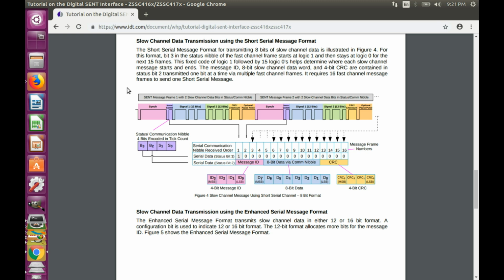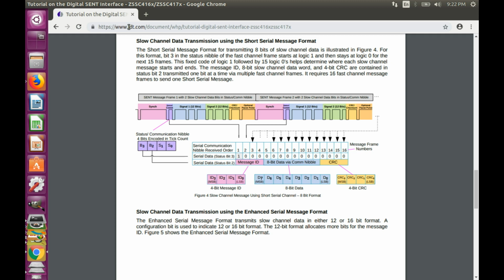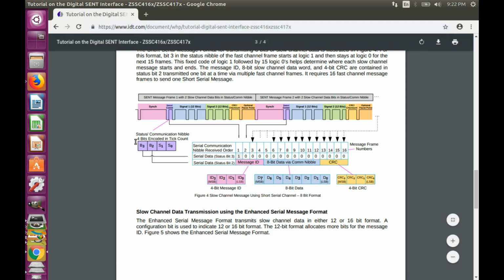SENT slow is a protocol that is hidden inside the regular SENT protocol. And a good description of that can be found in a tutorial by Integrated Device Technologies, with the link, as usual, in the description to this video.